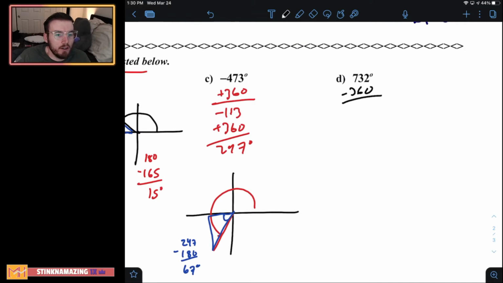And then last but not least, with 732, again, I don't want to deal with the big number. So use our knowledge about coterminal angles to help us. If I subtract 360, I end up with 372.